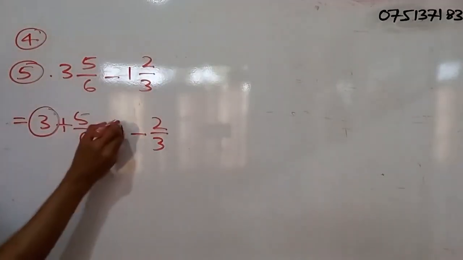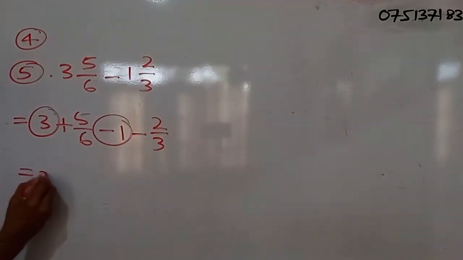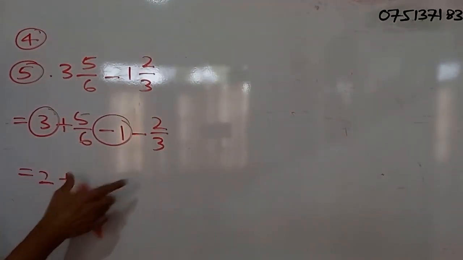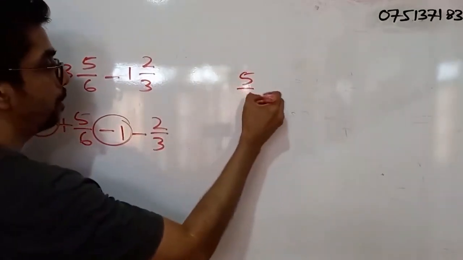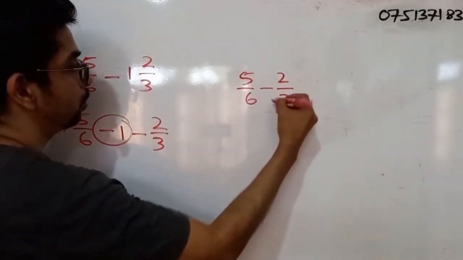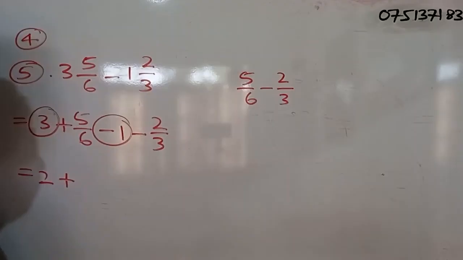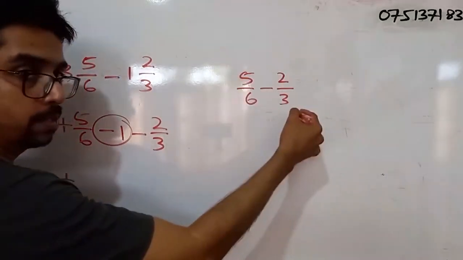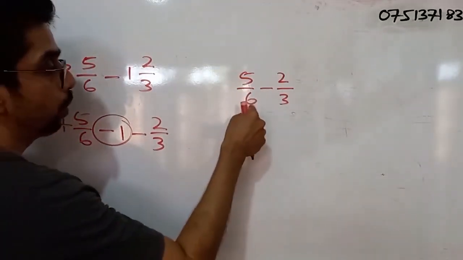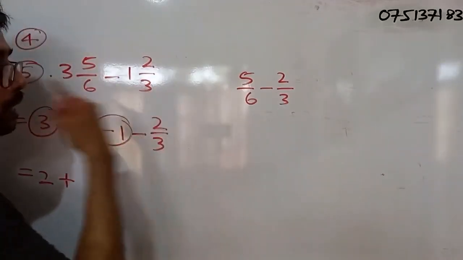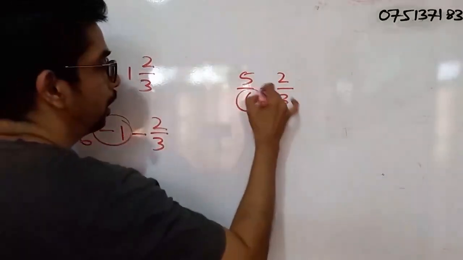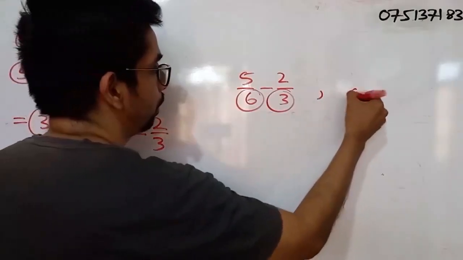So 3 minus 1, we know that is 2, plus, how do we simplify this? 5 by 6 minus 2 by 3. Same thing, no? Easy. We already did something similar to this, right? So we have two fractions, the denominators are not the same. So what will be the common denominator here? If we consider these two numbers, what is the common denominator?